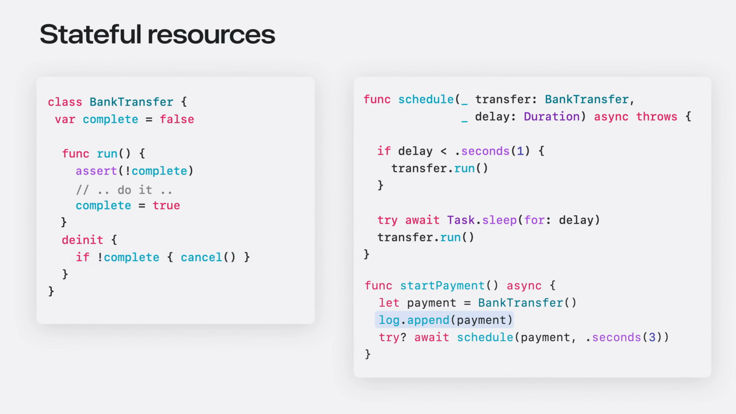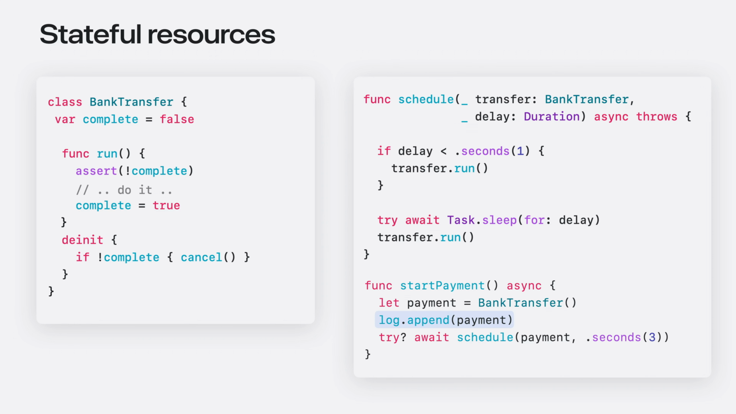Take a closer look at the start payment function. It retains a copy of the transfer in order to track that it's been scheduled. That's a problem because the transfer's deinit won't run unless all copies of it are destroyed. That's the root of my problem. I have no control over how many copies of this transfer are floating around in my program.